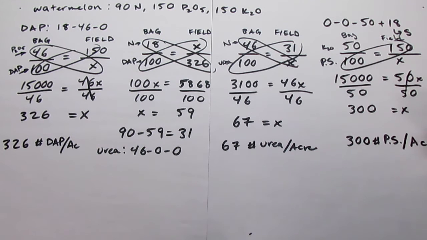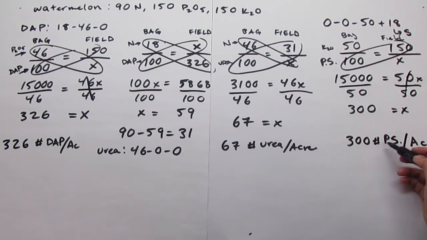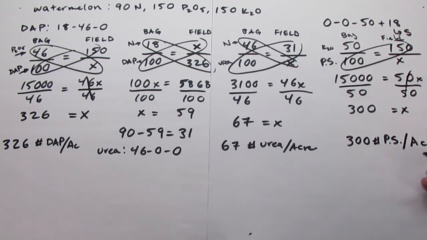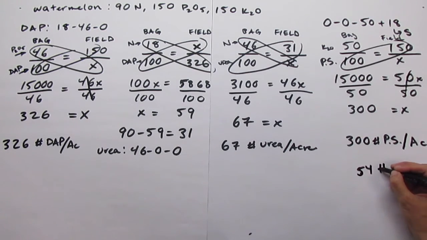Now, if you're feeling like you're getting the hang of this and you want to do a little bit more, you can go ahead and try to see that when we apply that 300 pounds of potassium sulfate, how much sulfur do we end up applying with that recommendation? So you can set up your proportions and solve. If you run through those calculations, I will tell you the answer just so you can double check. You should find that we put down about 54 pounds per acre of sulfur.